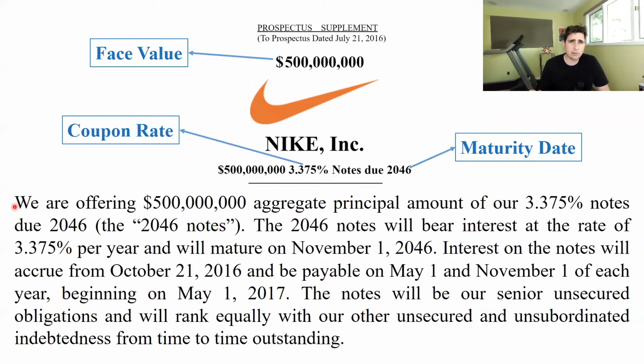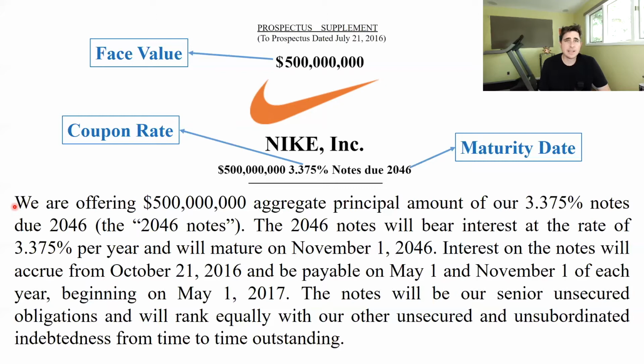So it will bear interest, meaning these are the coupon payments you're going to get. So that's the amount per year. And they will mature on November 1st, 2046. So at maturity date, an investor in these bonds will receive the total face value. Interest on the notes will accrue from October 21st, 2016, and be payable May 1st and November 1st of each year, beginning on May 1st, 2017.